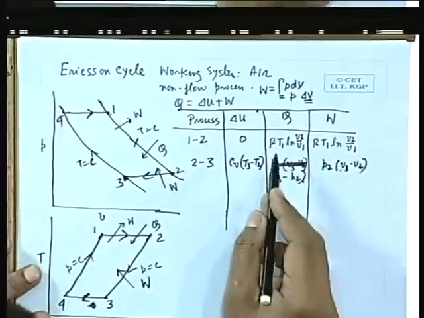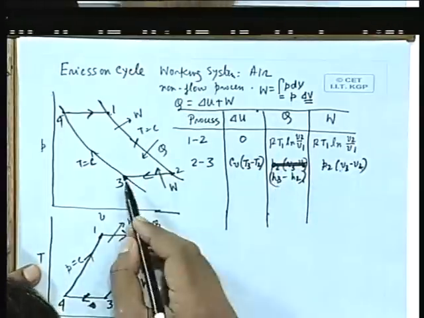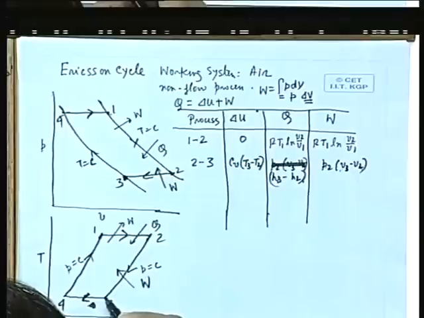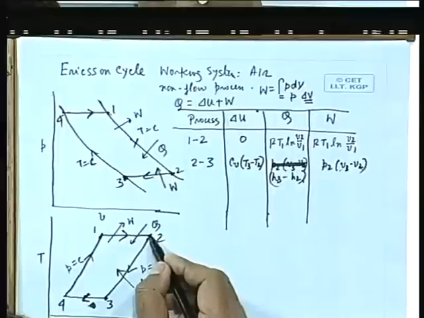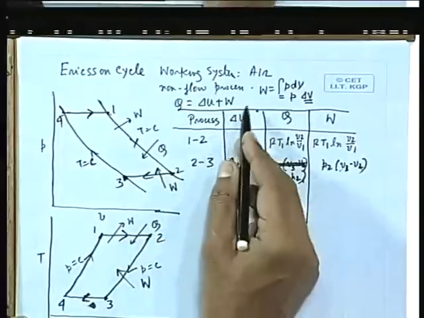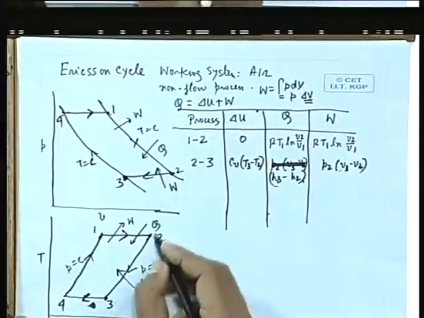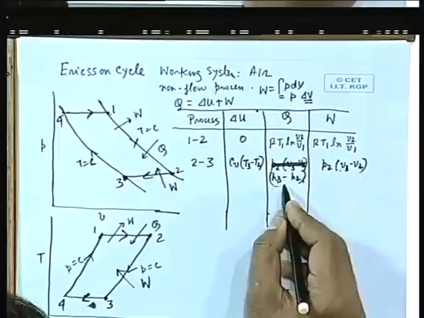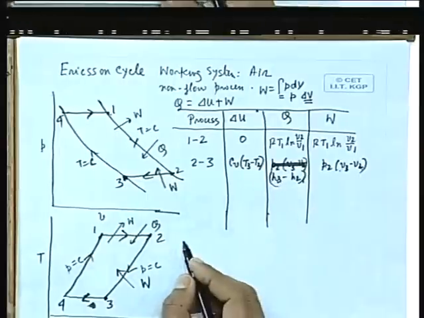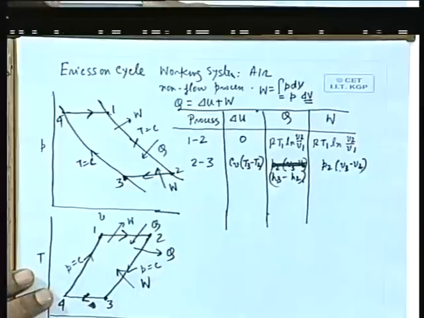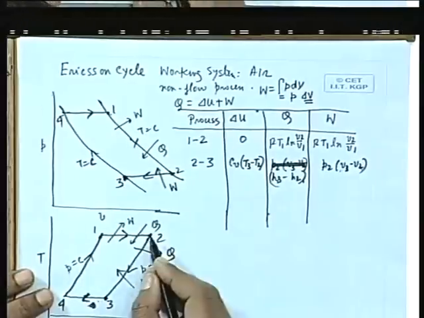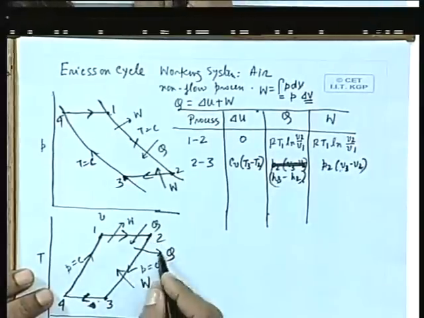Then Q, what is Q? H3 minus H2, which is nothing but the difference in temperature times Cp, specific heat at constant pressure, because air is an ideal gas. T3 is less than T2, so this is negative. That means heat is negative, which means heat is coming out of this system, H3 minus H2.